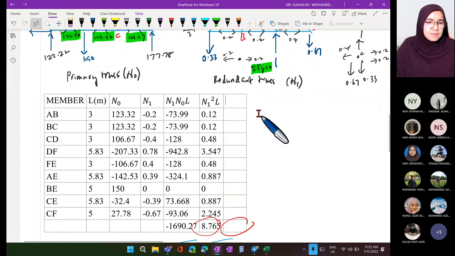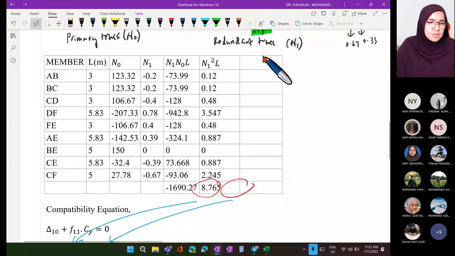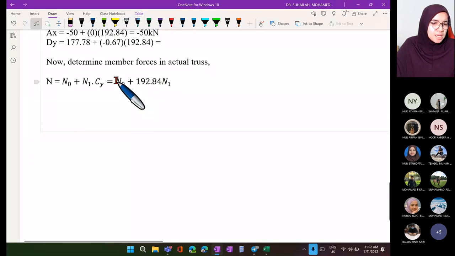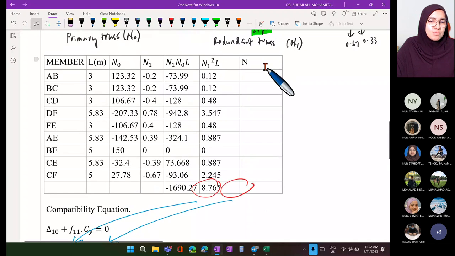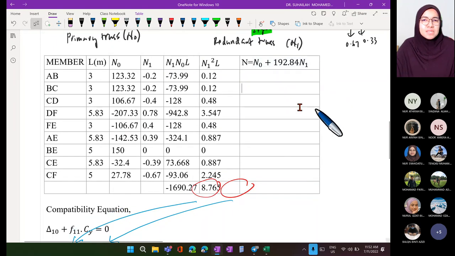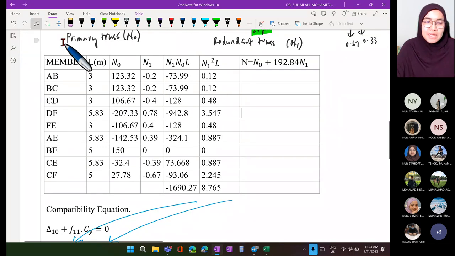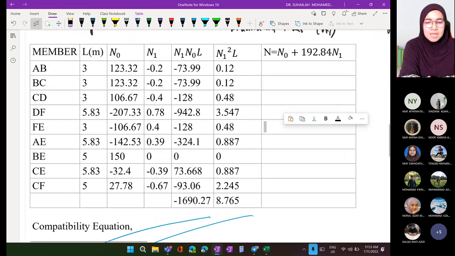Insert right. Okay. So kalau nak terus tambah sini pun boleh. Kalau nak buat another table pun boleh. So this will be N. So N ni apa? Guna formula tadi tu lah. Guna formula ni. To calculate the member forces in actual truss. So that is the end of analysis. That is the end of analysis for indeterminate truss to the first degree of indeterminacy. Okay.